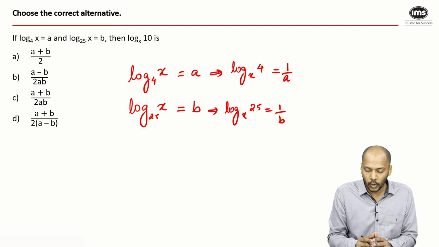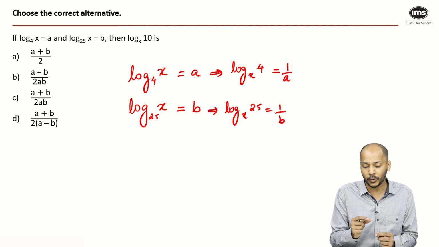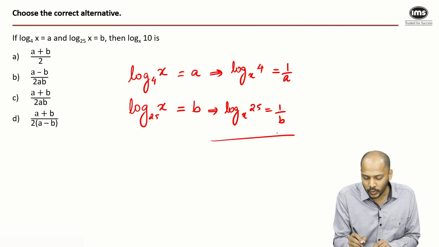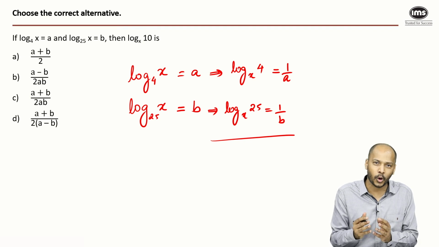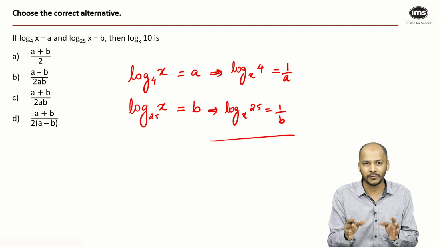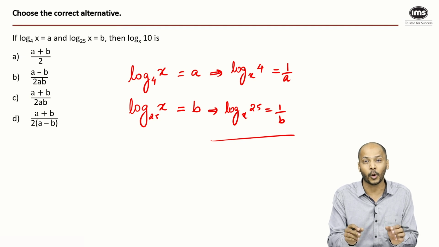And I know 4 into 25 is 100, which is 10 square. If I have to get 4 and 25 to be multiplied, I'll have to add the logs. So if I add the two equations, I think I'll get close to log of 10 to the base x. Hence, in my evaluation in the first 30-40 seconds after reading the question, I come to the conclusion that this question should be solved in the first round if I have prepared for logarithm.